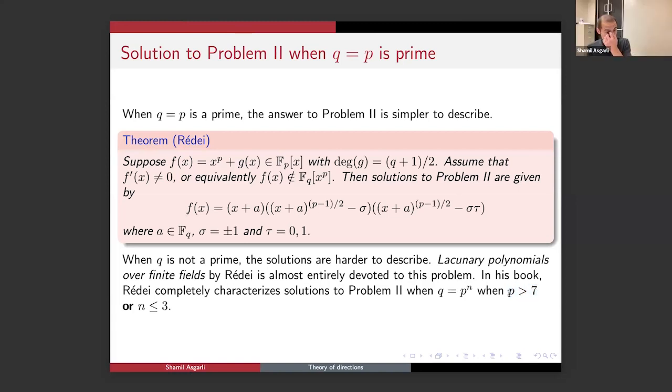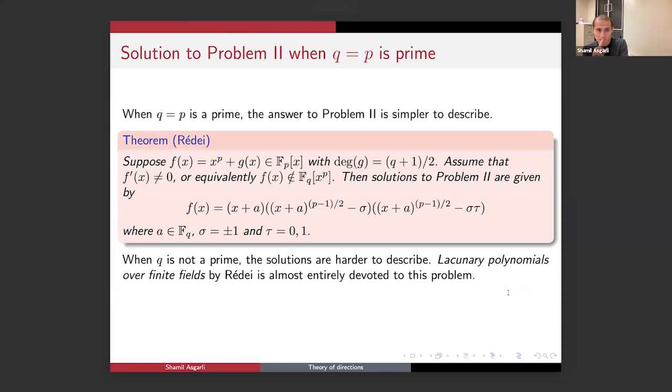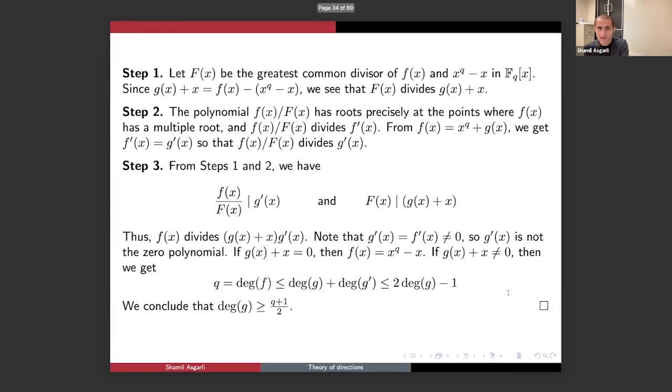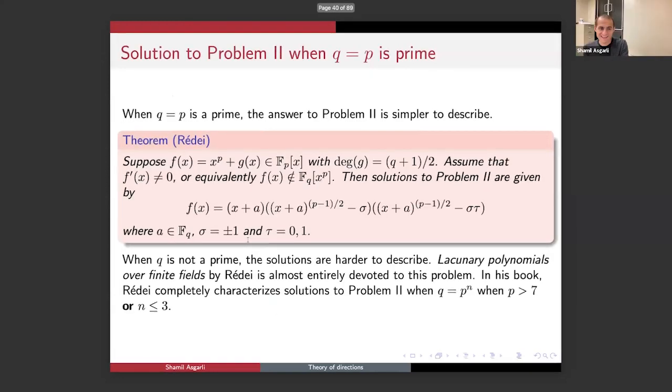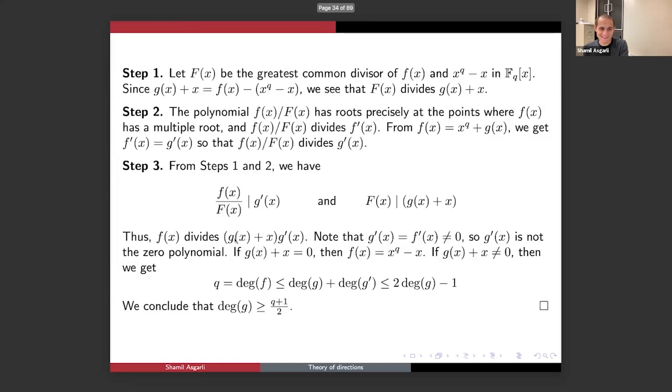Basically what you have to study is you have to continue this proof. So this proof, as you noticed here, we went on and showed that in the case when g of x is degree (q plus 1) over 2, because we showed the lower bound, and we know also there's an upper bound, then f of x divides this polynomial, g of x plus x times g prime of x. Now, that's a very special condition.